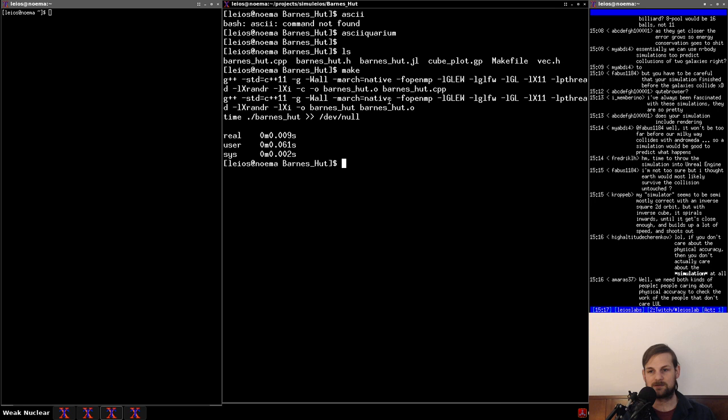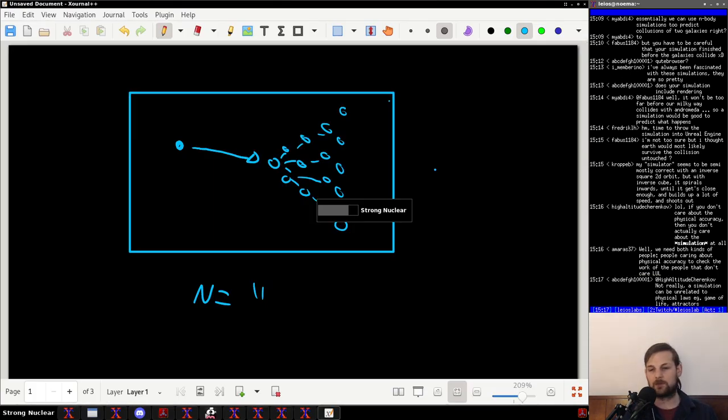If you don't care about the physical accuracy, then you don't actually care about the simulator at all. No, I care a lot about the simulator. I just don't care about its physical accuracy. We need both kinds of people: those caring about the physical accuracy to check the work, and those who don't. I think you're right. This is why I'm a failure as a physicist. Like I said before, I did a physics PhD in superfluid vortex dynamics, but I got to be honest, I don't care about superfluid vortex dynamics. What I care a lot about are GPUs and pseudospectral methods.